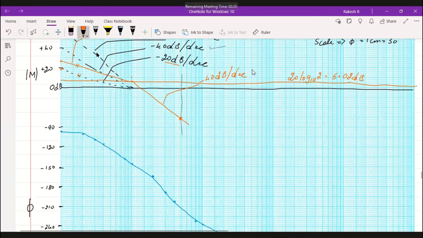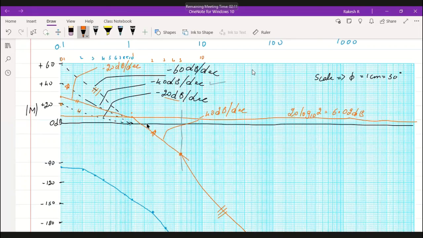That means these two lines should be parallel here. Now this star line should be parallel here. Got this? Any doubts in this, guys? Yeah, this is simple, right? You need to, one second. Okay. This is minus 60 dB per decade line.